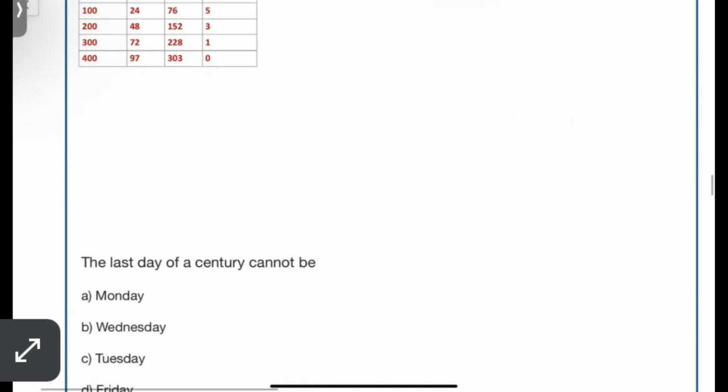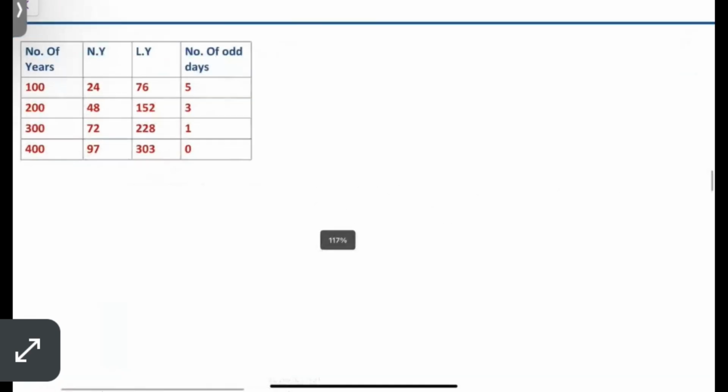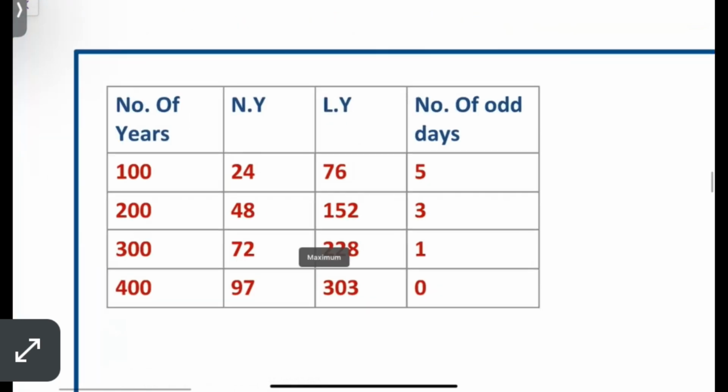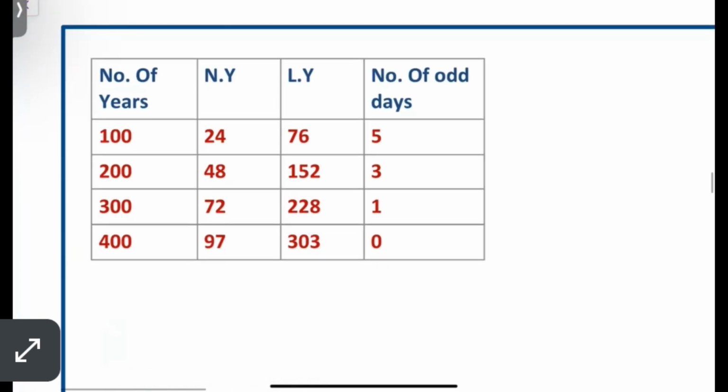I think I can go with this one. Okay. If you look here, this is important. This table is important.